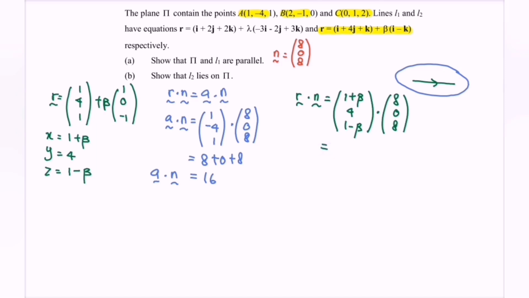So kindly dot the situation. We have 8 plus 8 beta, plus 0, plus 8 minus 8 beta. So as you can see, in here we have 16. So r dot n is equal to 16, and a dot n is equal to 16. Since they are equal, we can make a conclusion: L2 lies on the plane pi.